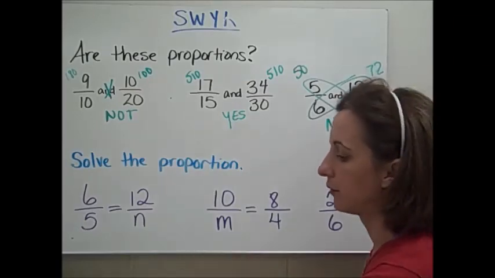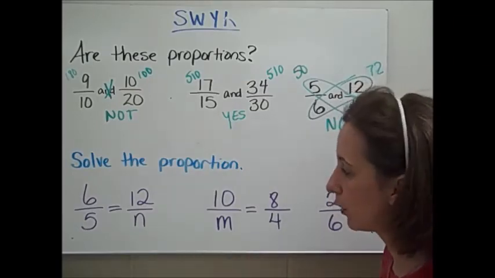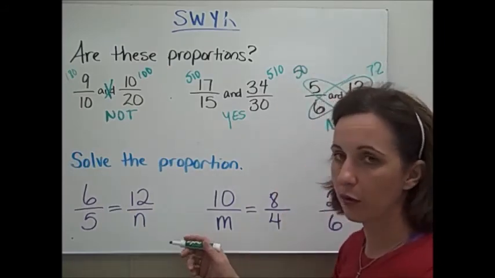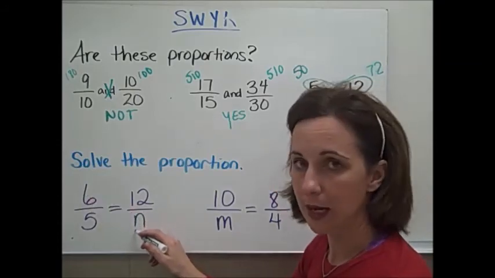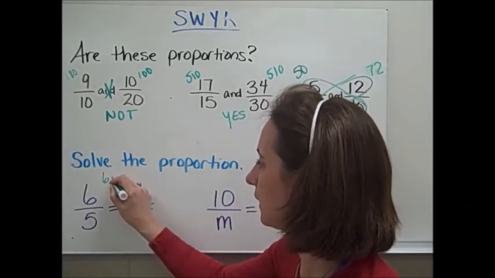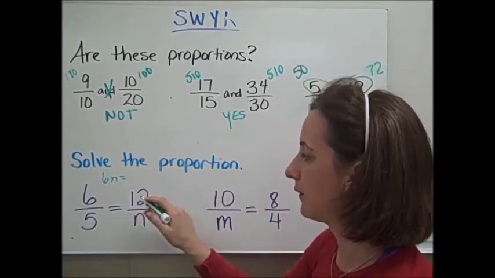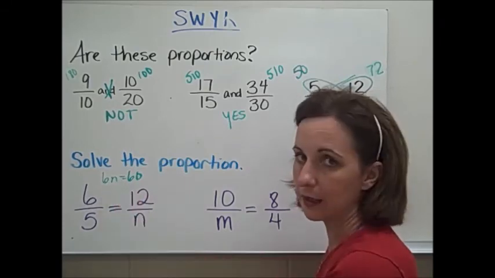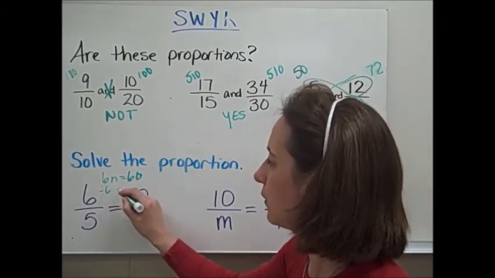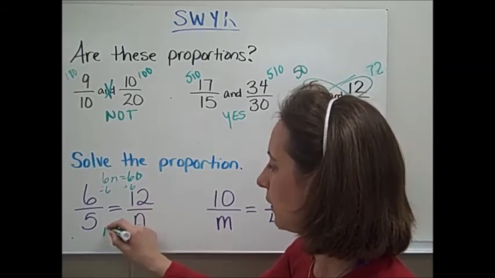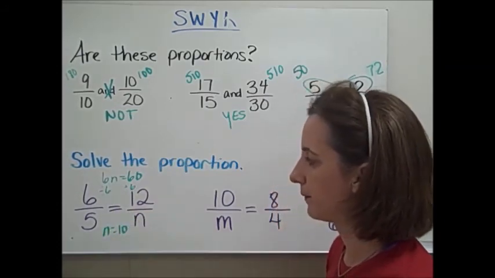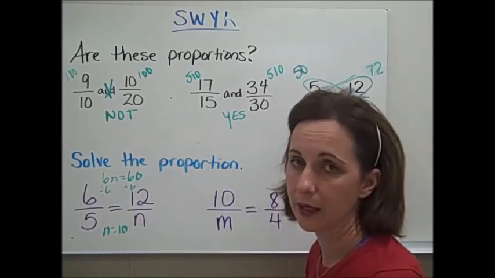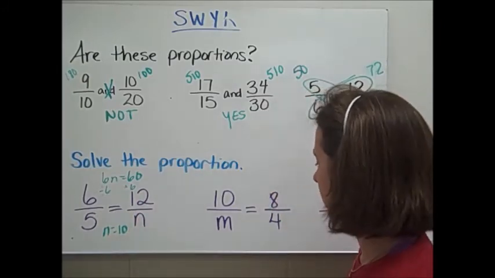And now down here, you had to solve the proportion. And so we're going to turn these into equations using cross products. 6 times n is 6n, which equals 5 times 12, which is 60. And when I solve 6n equals 60, I divide both sides by 6, so n equals 10. 6 times 2 is 12, 5 times 2 is 10. A form of 1 could have helped you on that one as well.